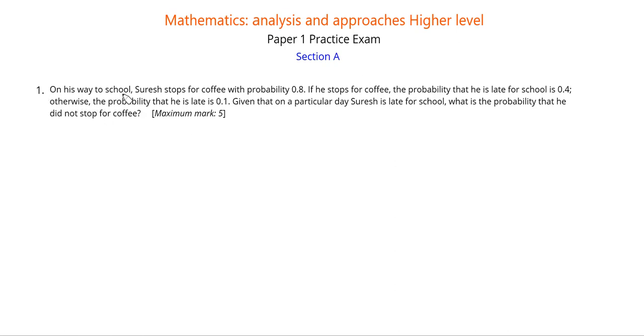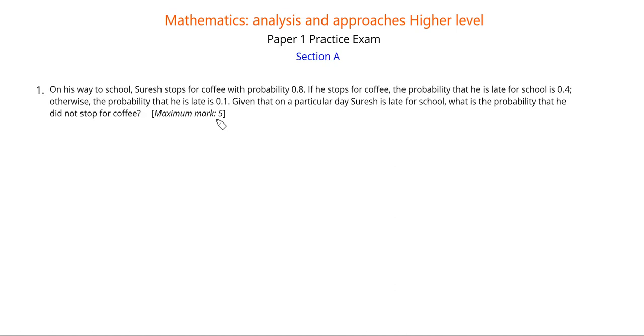On his way to school, Suresh stops for coffee with probability 0.8. If he stops for coffee, the probability that he is late for school is 0.4. Otherwise, the probability that he is late is 0.1. Given that on a particular day, Suresh is late for school, what is the probability that he did not stop for coffee? Maximum marks for this question is 5 marks. Let's get started.